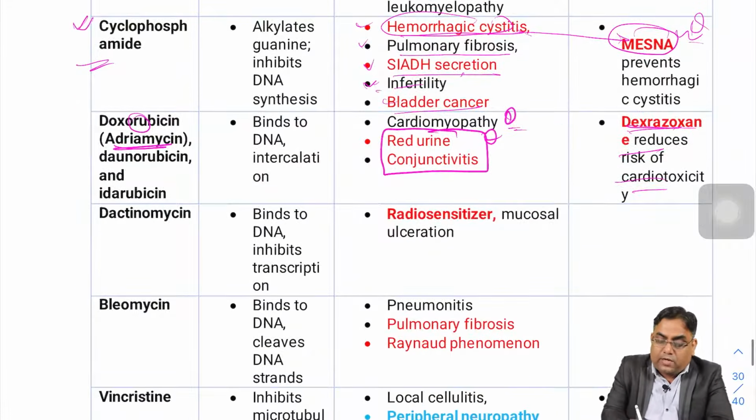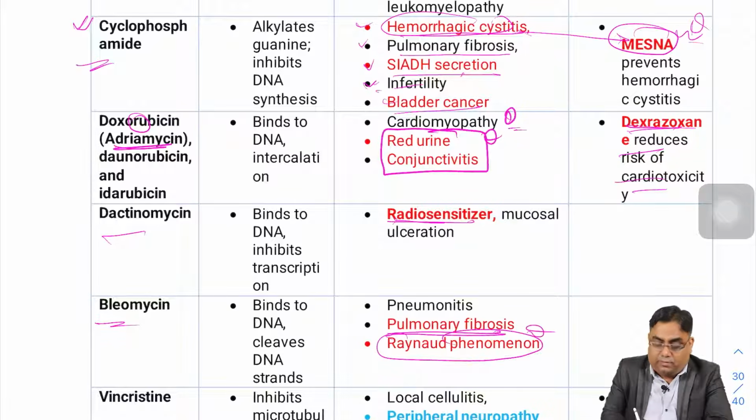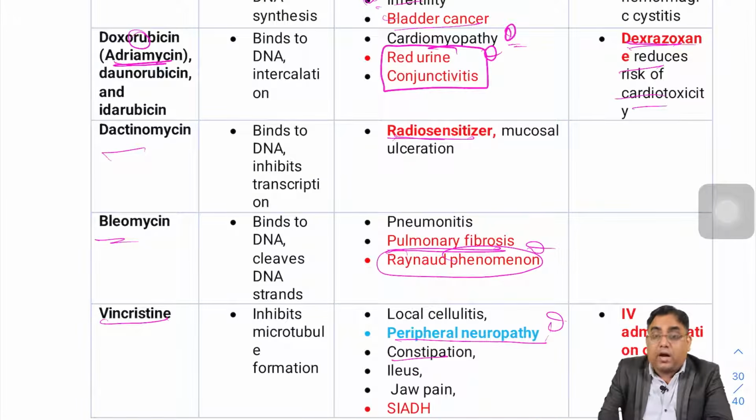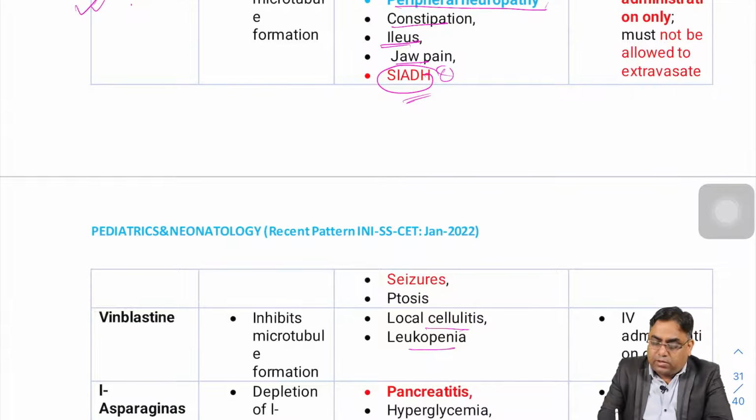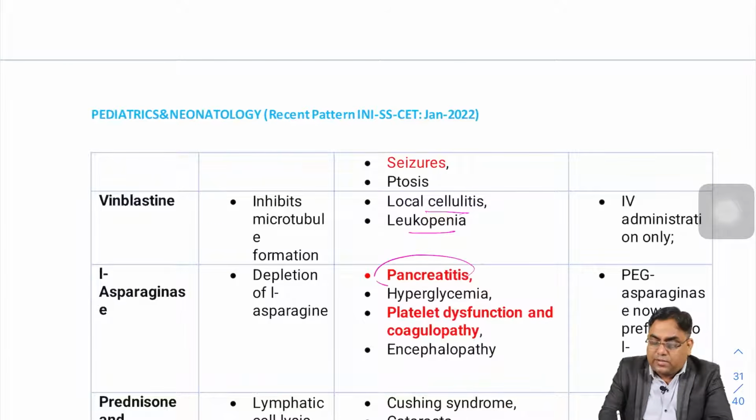Okay, dactinomycin is a radiosensitizer. Bleomycin, other than pulmonary fibrosis, causes Raynaud's phenomenon. And vincristine causes peripheral neuropathy, constipation, ileus, and SIADH. SIADH is also a side effect of cyclophosphamide and vincristine. Okay. And vinblastine: local cellulitis, leukopenia. Pancreatitis is a side effect of asparaginase. Other than this, P for pancreatitis, P for platelet dysfunction and coagulopathy are also side effects of asparaginase.